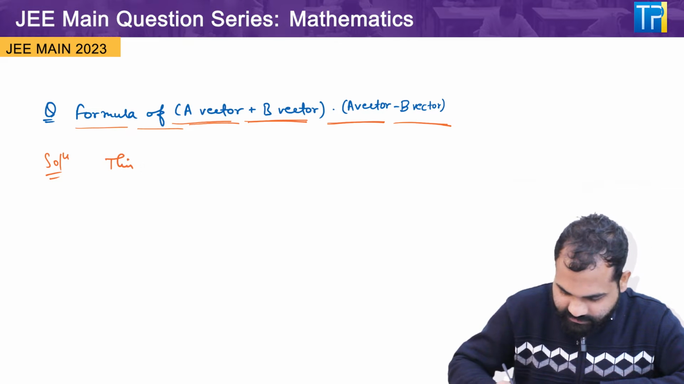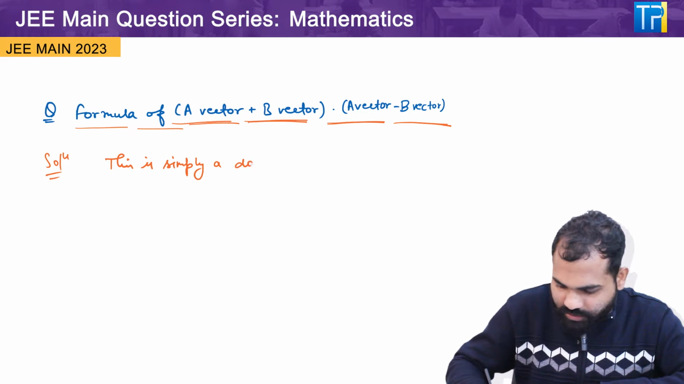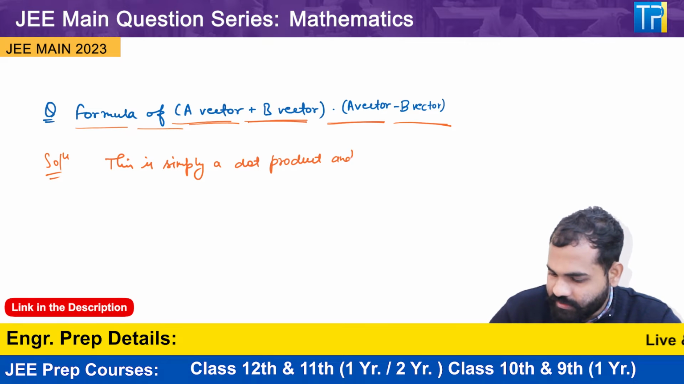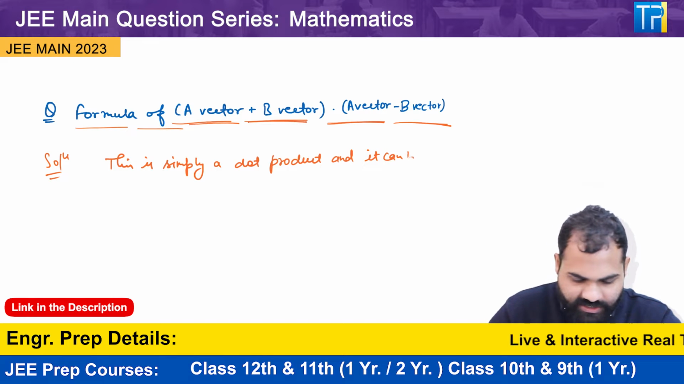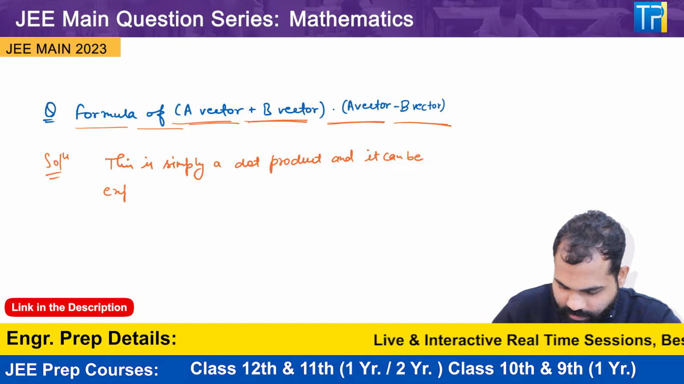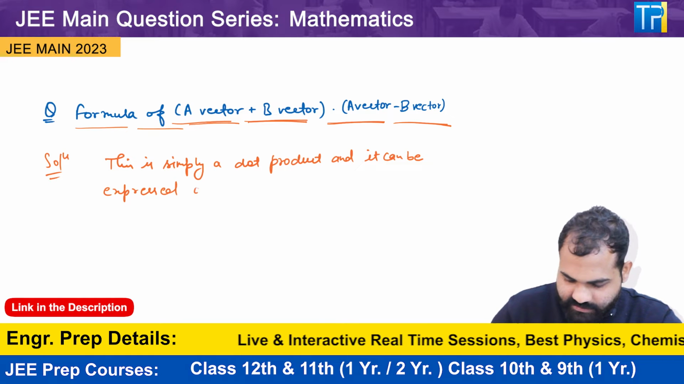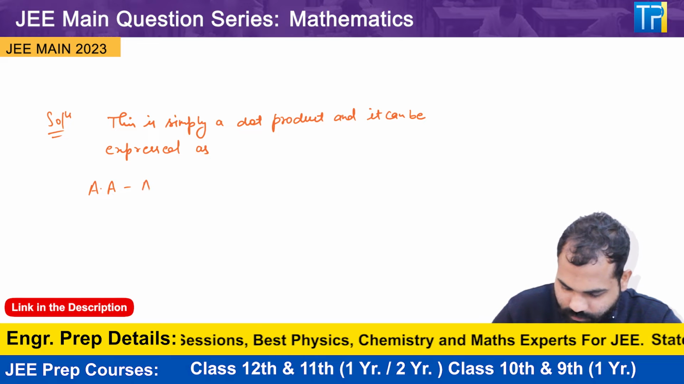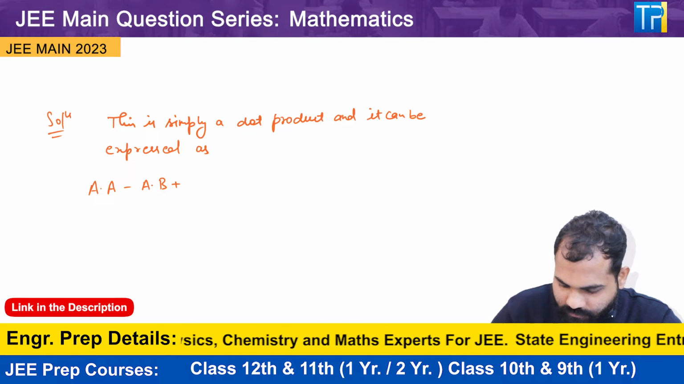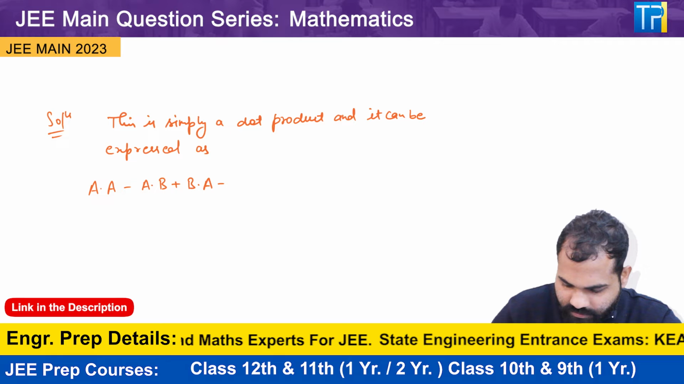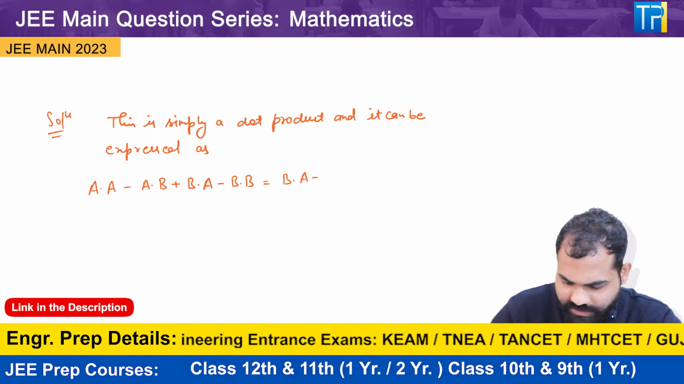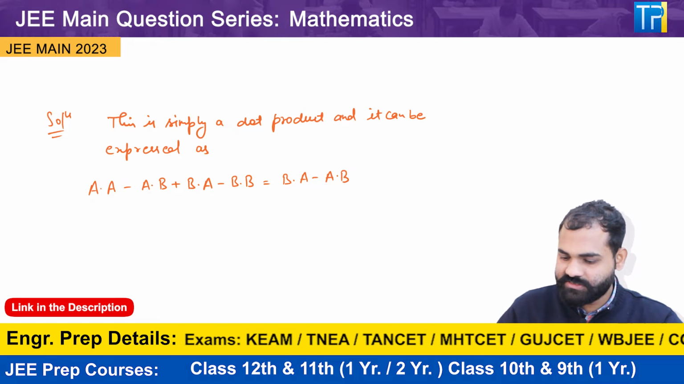So we can say this is simply a dot product, and it can be expanded as a dot a minus a dot b plus b dot a minus b dot b, which equals b dot a minus a dot b. So this is simply a dot product.